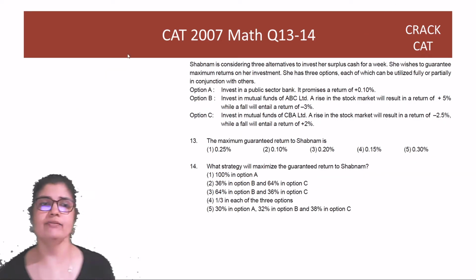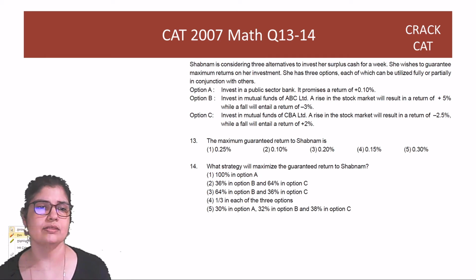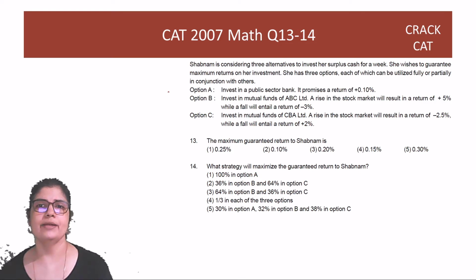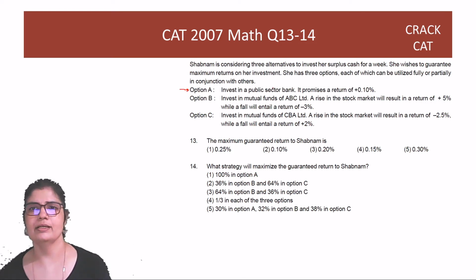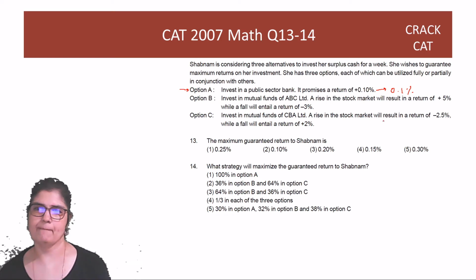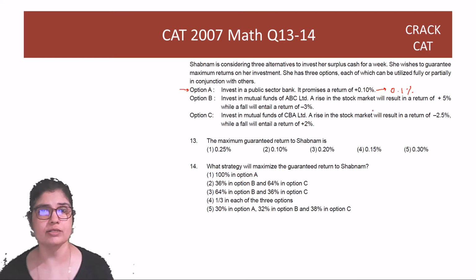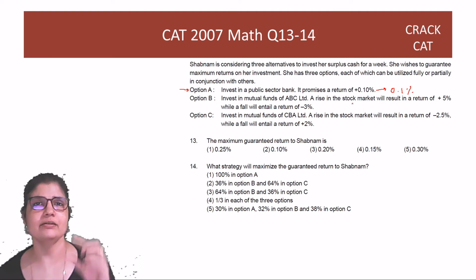So you have two alternatives, in fact actually 3 alternatives that Shabnam is considering. One is to invest in a public sector bank, correct? And there is a no risk promise of only 0.1%. पर पक्का मिलेगा, whatever happens to the market. It's a no risk, right? That's why the return is less.